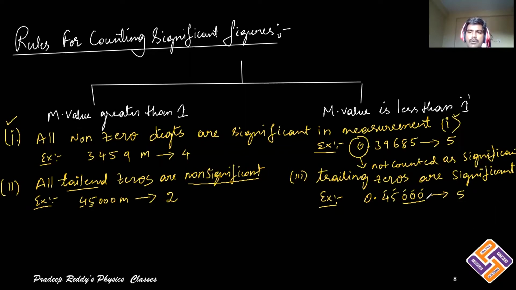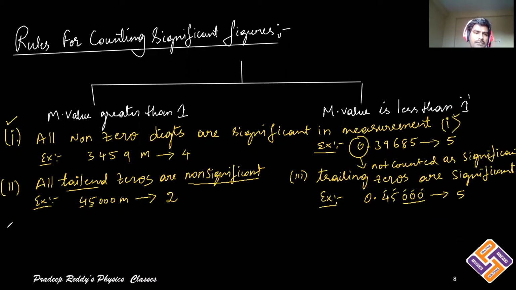These 3 zeros are counted because the number is less than 1. So when you are dealing with a number less than 1, you need to consider after the decimal point, whatever zeros, tail end zeros are there, they are significant. That's rule number 2.